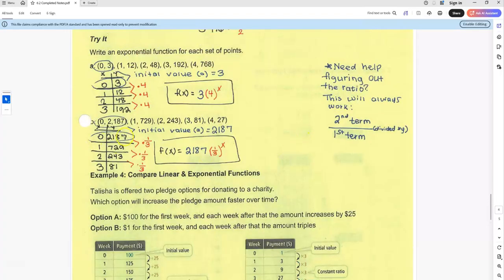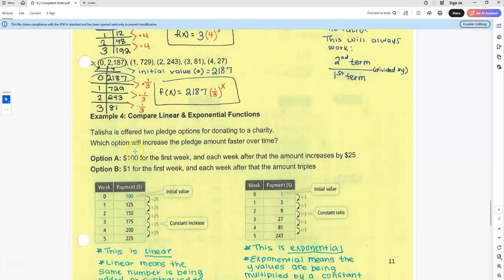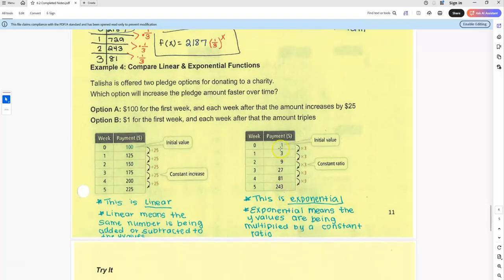Now remember, you can multiply by a fraction, which means you're technically dividing by 3, that's still exponential, okay? So if you are multiplying by the same thing over and over and over again, it is exponential. This would be exponential.